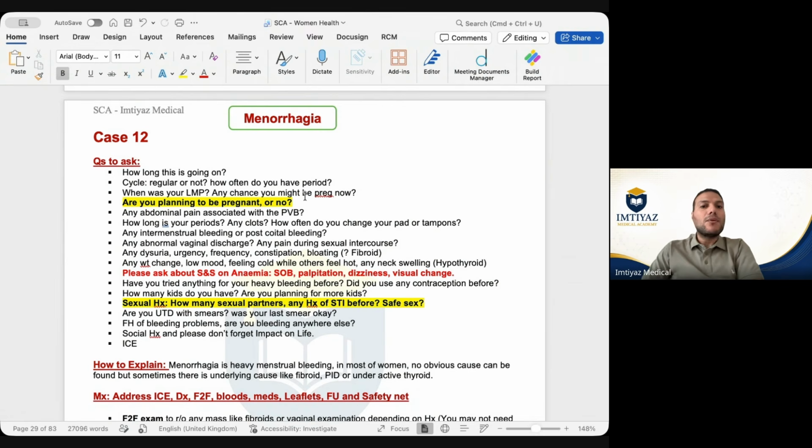Okay, rule out fibroid, rule out underactive thyroid. Okay, as I told you, anemia symptoms, sexual history is important as well, STI, are you up to date with your smears and so on, as usual.